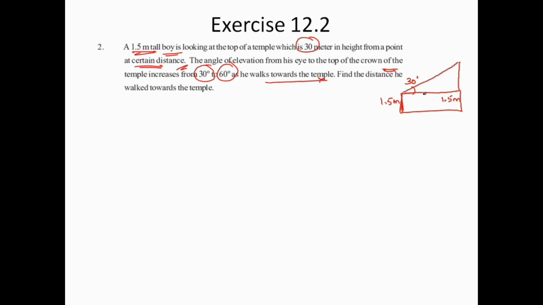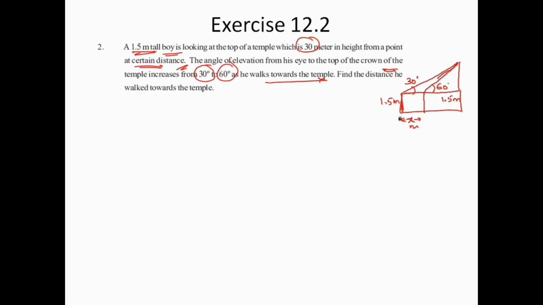So let me say that he started to walk from here to here. That is your x meters. Now from here also there is an angle of elevation. So the angle of elevation of this one is around 60 degrees. I hope this is also clear, right? And the distance he walked towards the temple. Now he is asking us to find the distance he walked towards the temple. That is, you need to find the distance x.